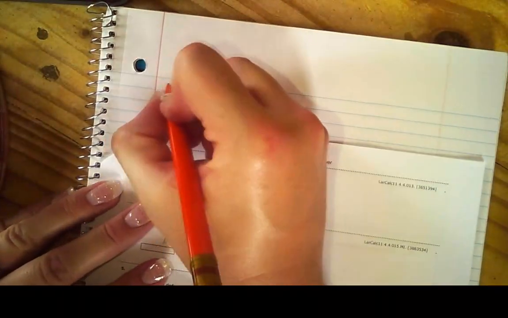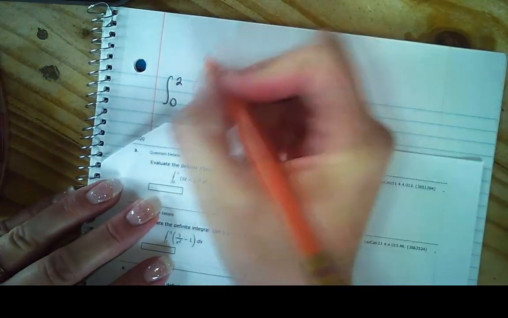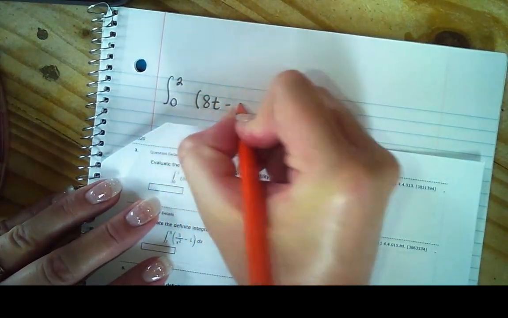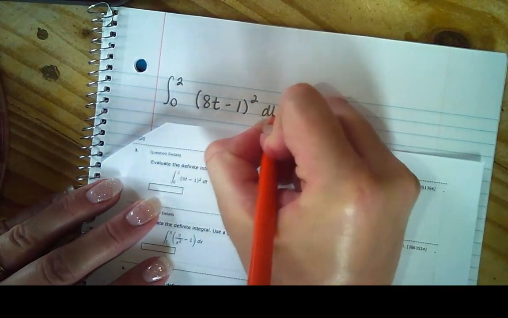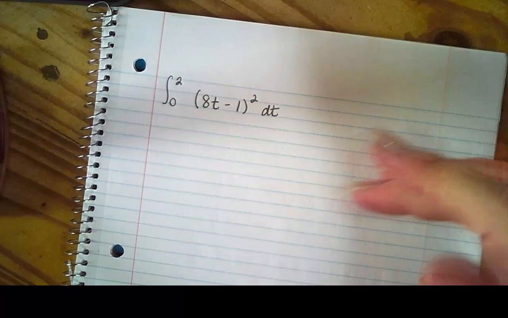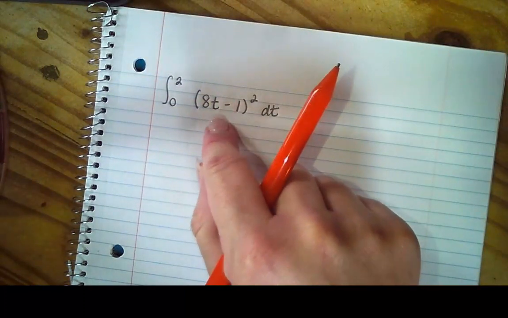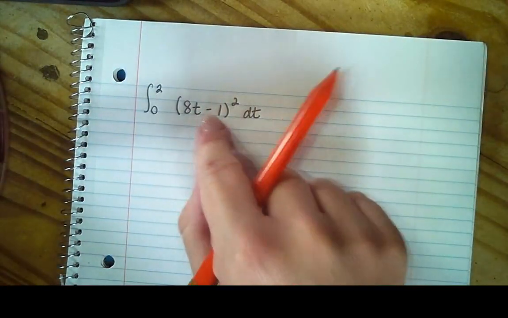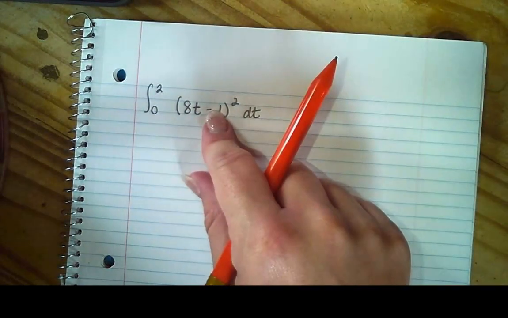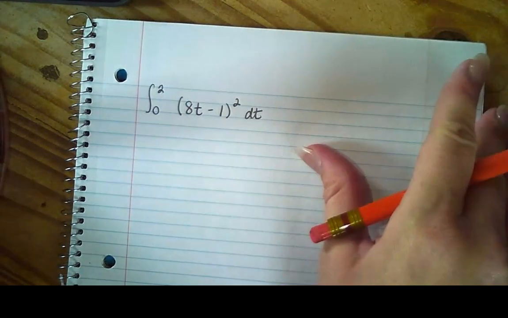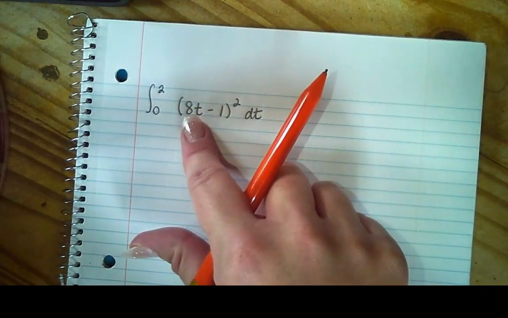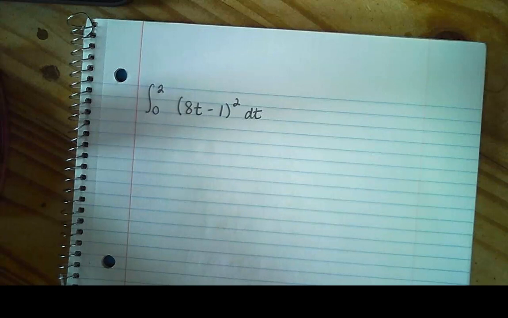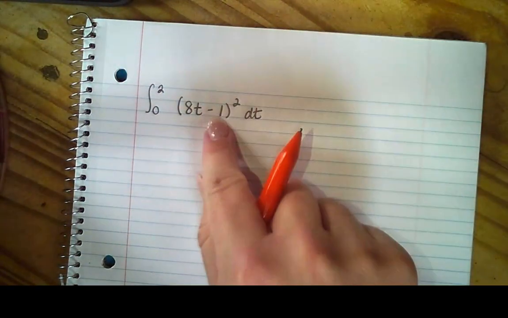All right, so what do we got? On the next one, this should be kind of sort of tweaking your brain. What I have is going from 0 to 2 of (8t minus 1) squared dt. And you'll remember when we were taking derivatives, I would have to FOIL this thing out first, because I don't have the derivative of the inside, or the derivative of the inside is not 1. So that same general rule is going to apply. The derivative of the inside is not 1, so I've got to do something else. When we get to 4.5, we're going to figure out a trick for this. But for right now, we're going to FOIL it.